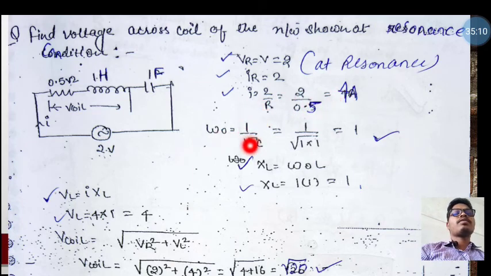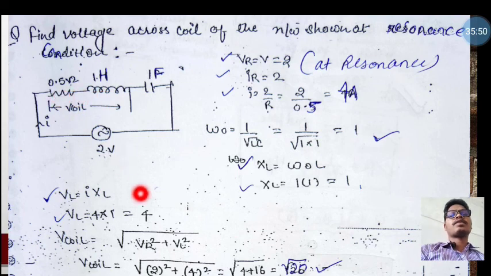So omega 0 is equal to 1 divided by root of LC, as we already know. Put the value of L, that is 1 Henry, and C, that is 1 farad. So 1 divided by root of 1 into 1, that is 1, and XL is equal to omega 0 L. Omega 0 is 1 and L is 1, so multiplying, we get XL equal to 1. Like that, VL is equal to I into XL. I is 4, which we have already calculated, and XL is 1, so 4 into 1 is 4.